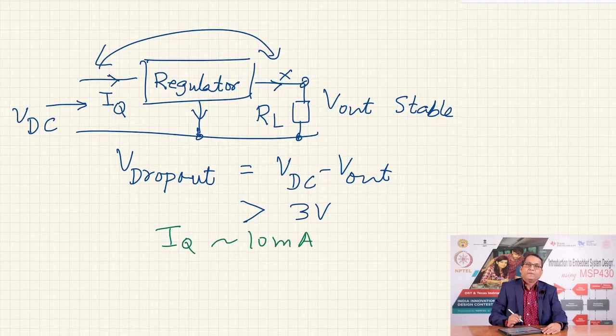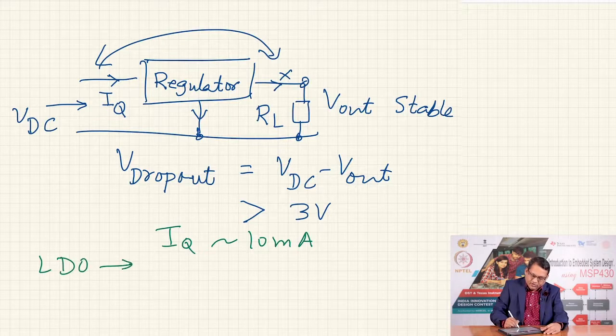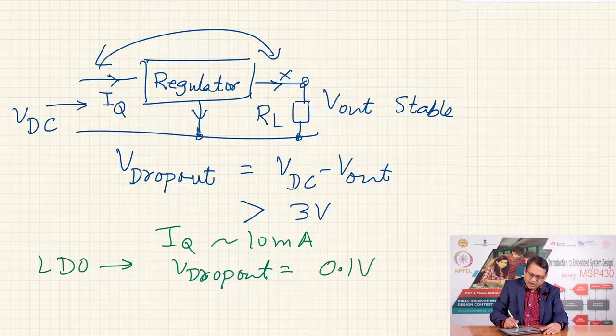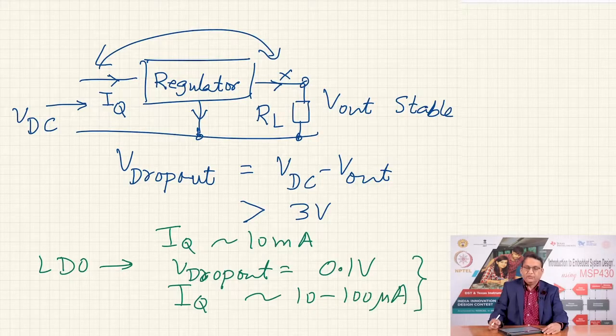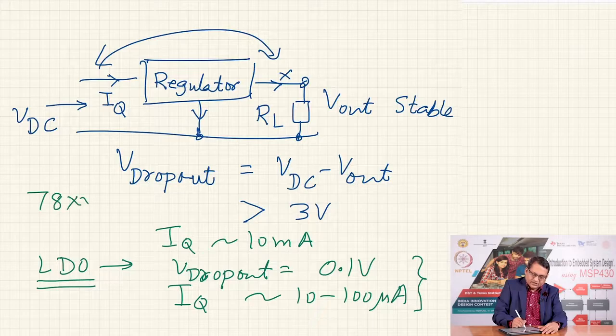But if I look at other options, that is use LDO, then LDO will give you a V dropout as low as 0.1 volt and IQ as low as 10 to 100 microamperes. So, if you are going to design your power supply for an embedded application and you are forced to use a linear regulator for various reasons, it is advisable to use an LDO type of linear voltage regulator instead of the traditional 7-8XXX series.